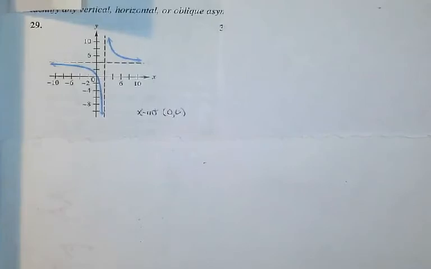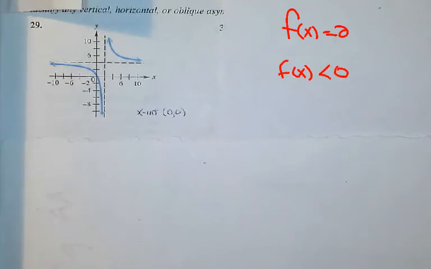Okay, we are learning some stuff about when the function is greater than or less than 0. So what we're interested in is when is the graph... these are the things that we want to know. When is it equal to 0? When is the function less than 0? And when is the function greater than 0?